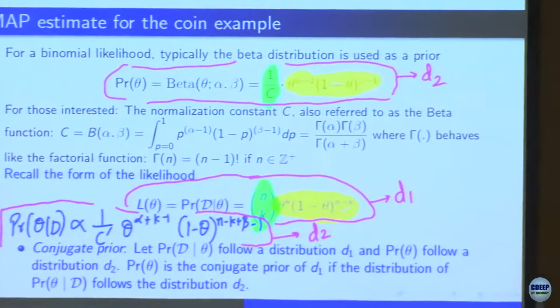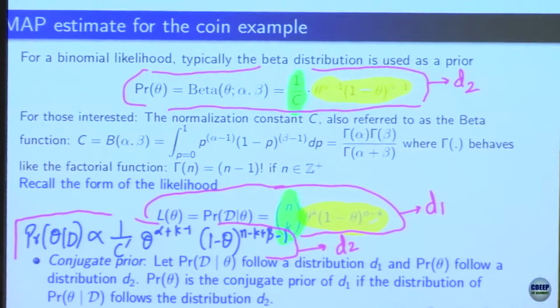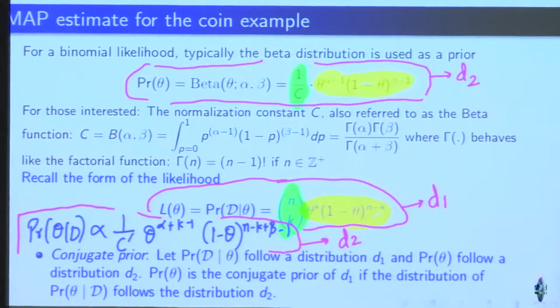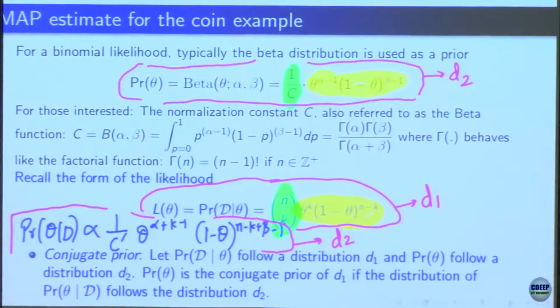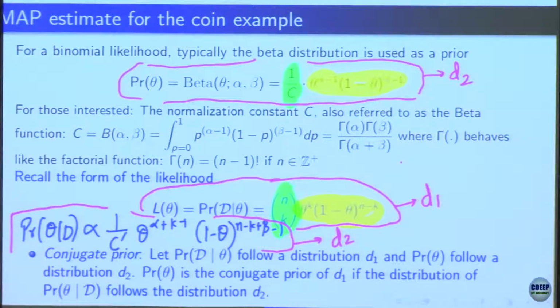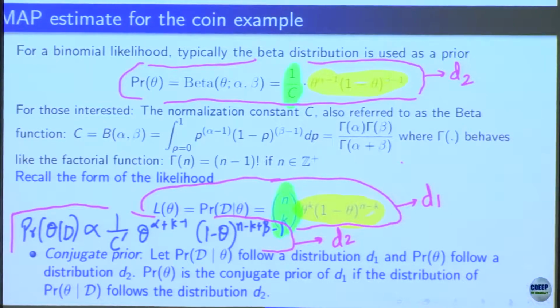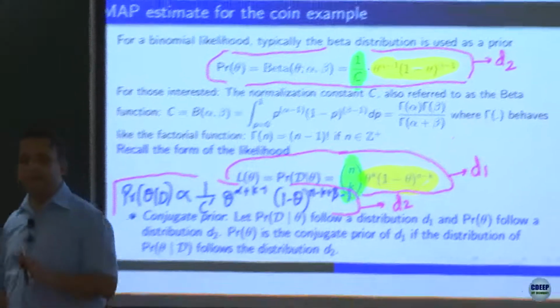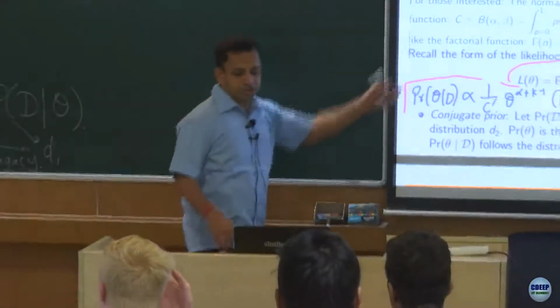Now what exactly is this C? For those interested, the C is referred to as the beta function. You have 1 upon C here, this C is referred to as the beta function, and this beta is again expressed in terms of another function called gamma, which is directly related to the factorial function. How many of you have come across the gamma function? Gamma n coincides with n minus 1 factorial for positive integral values of n.